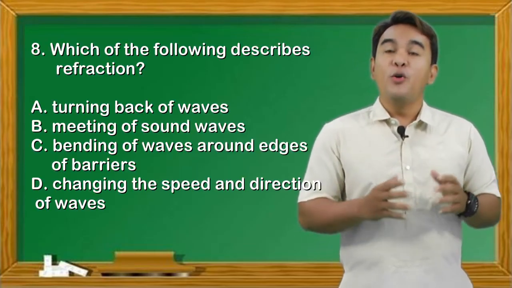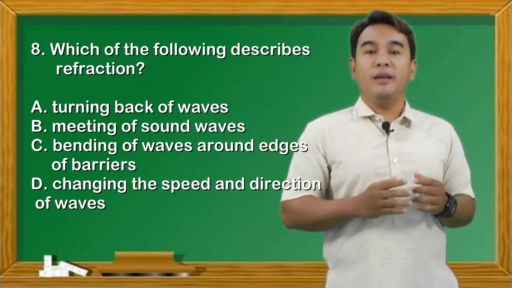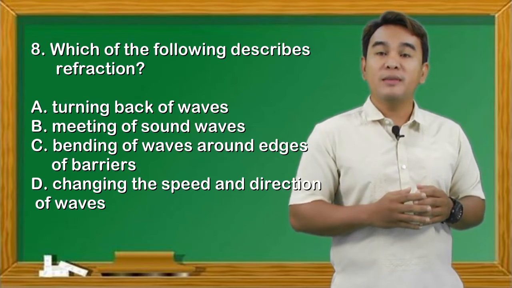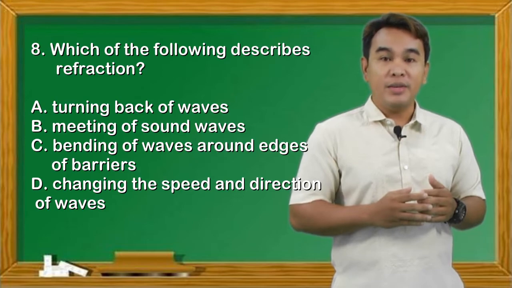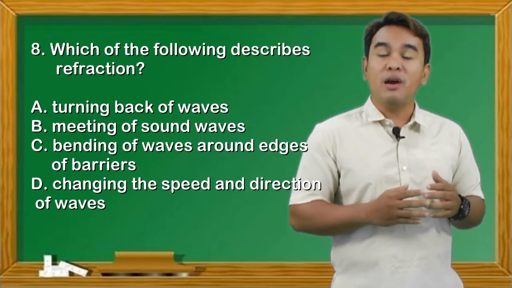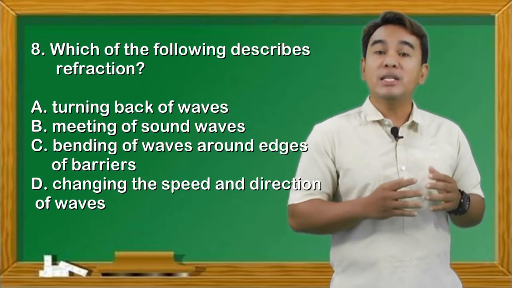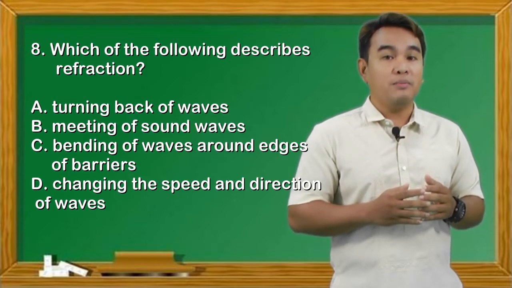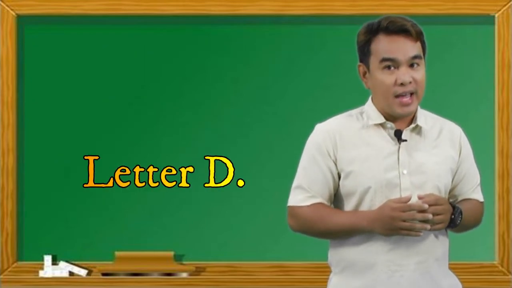Number 8. Which of the following describes refraction? Letter A. Turning back of waves. Letter B. Meeting of sound waves. Letter C. Bending of waves around edges of barriers. Letter D. Changing the speed and direction of waves. If you answer letter D, then you got the correct answer.